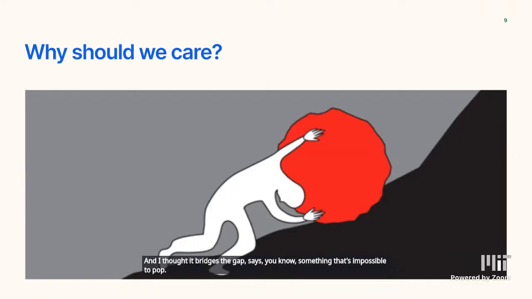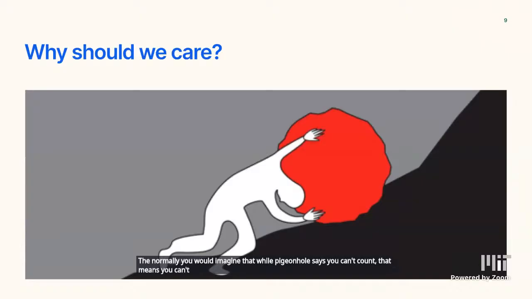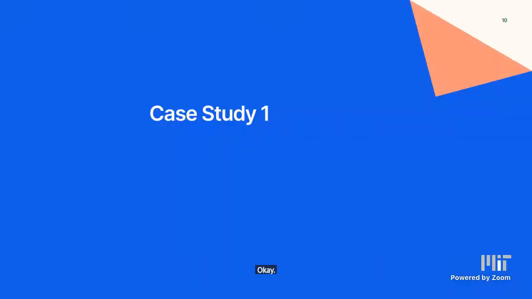It's kind of interesting because normally you would imagine that, well, Pigeonhole says you can't count, that means you can't sort fast, that means you can't do something else. But on the flip side, you can get things like Pigeonhole says you can't count in a certain way, which implies something else is possible. It's a little trickier and probably very hard to appreciate at this stage, but just something out there if you're interested to know about. Okay, so that's the introduction.